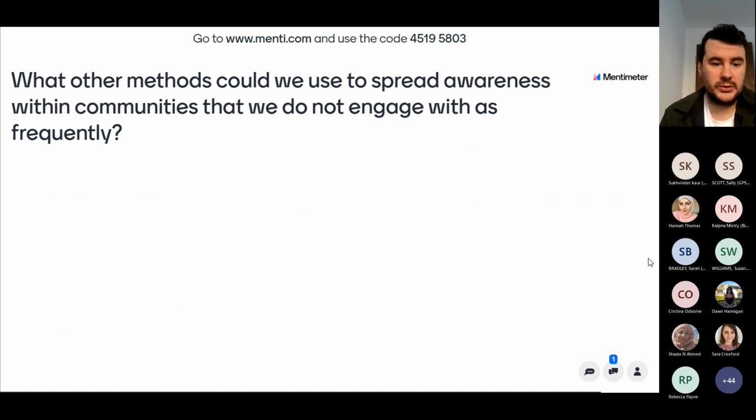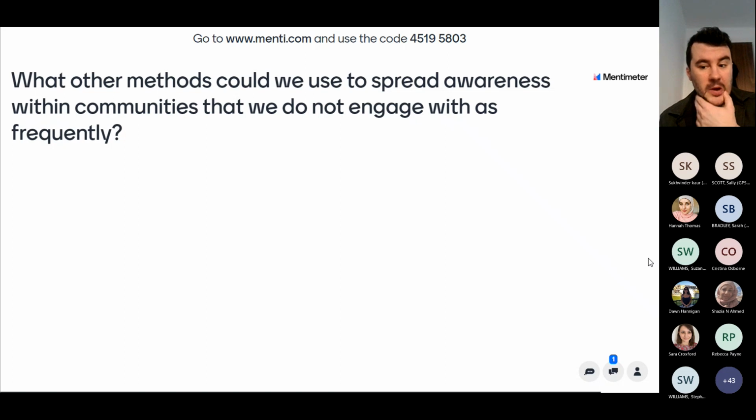So what other methods could we use to spread awareness within communities that we do not engage with as frequently, or people who don't access the services as frequently? Are we thinking too much within one particular engagement method, or focusing too much in one area? Are there other ways that we can get this communication out and the importance of cervical cancer screening and prevention? Is there other routes that we can explore to make sure that the communities that we're not engaging with are being heard?